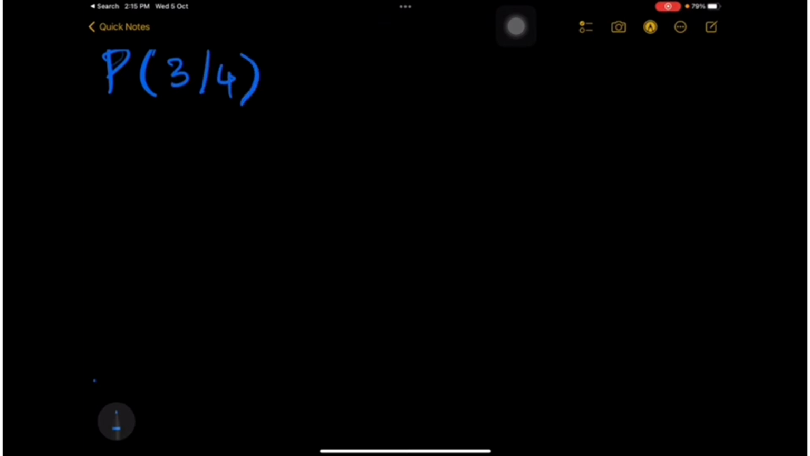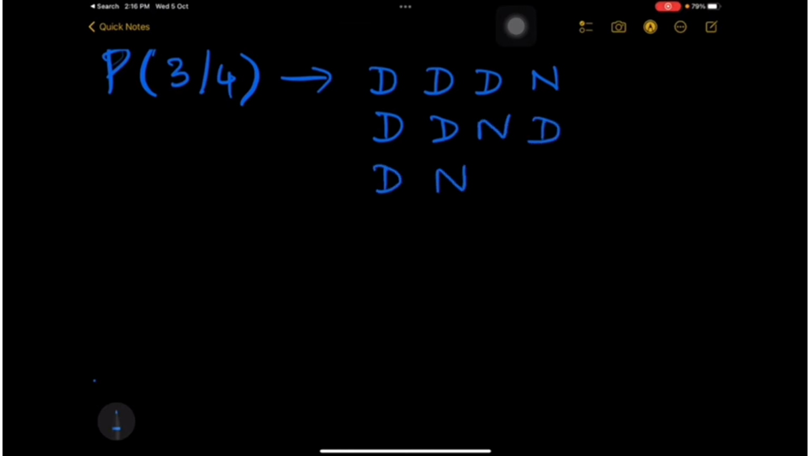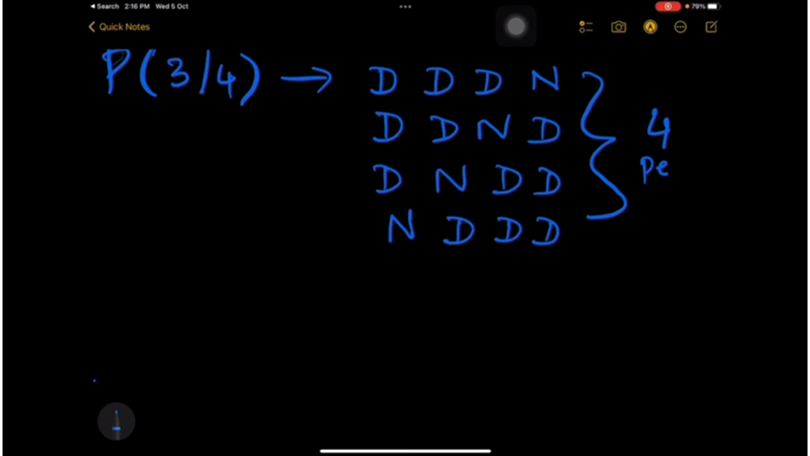I calculate probability for 3 out of 4. For this we need to know that there are 4 permutations. That is, patient could be 3 diabetic and 1 non-diabetic. So I have these permutations: diabetic, non-diabetic, diabetic and diabetic, non-diabetic, diabetic and diabetic. That is, 3 patients are diabetic and 1 is non-diabetic. So I have 4 permutations.